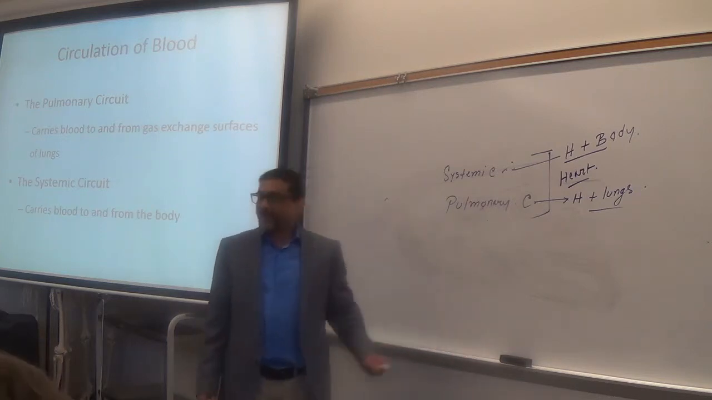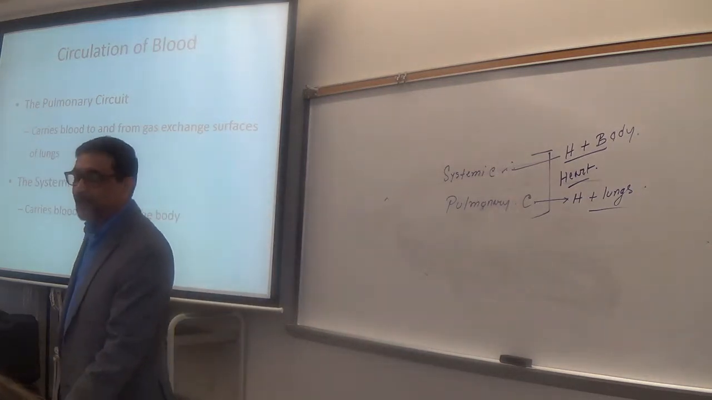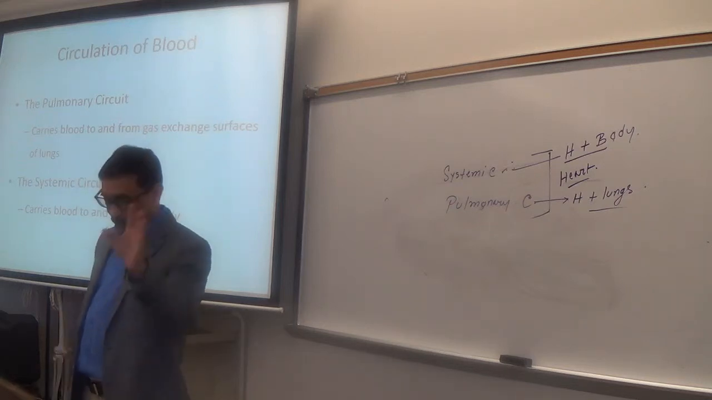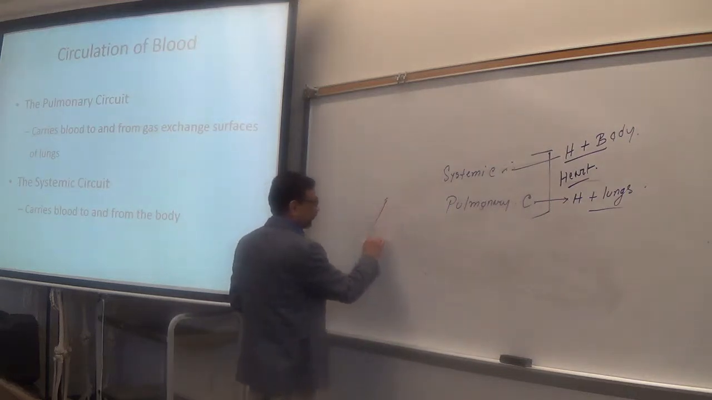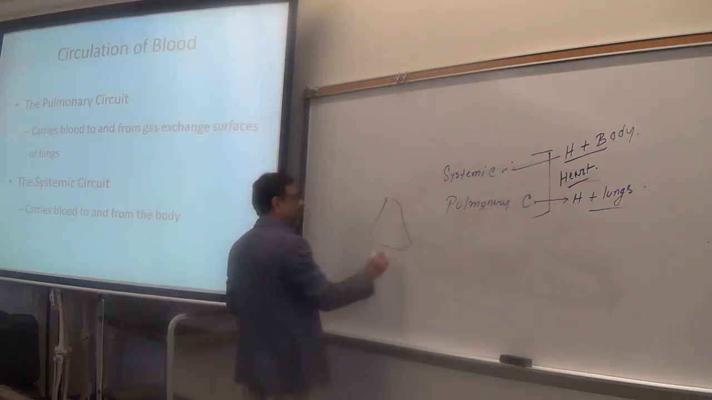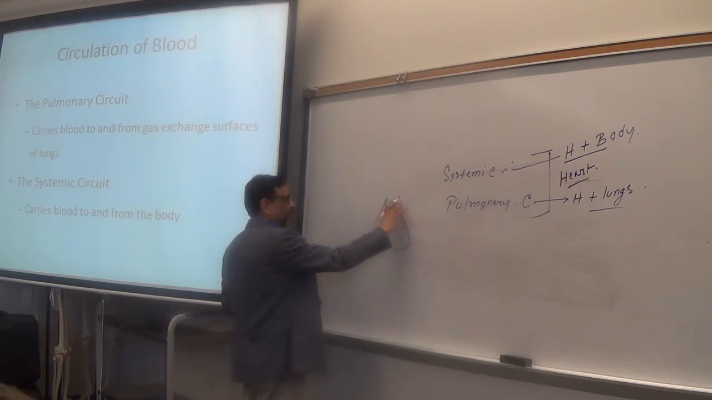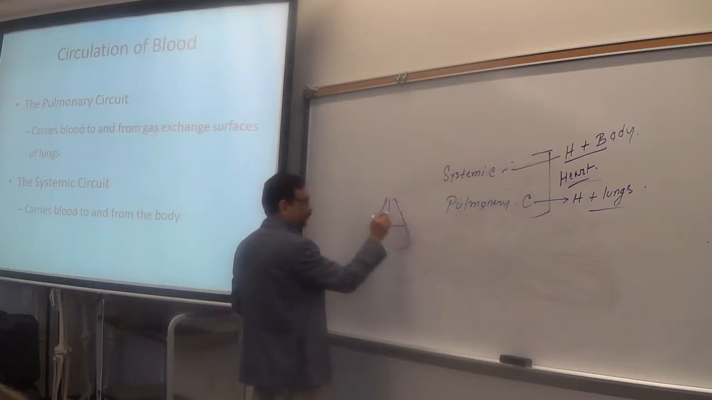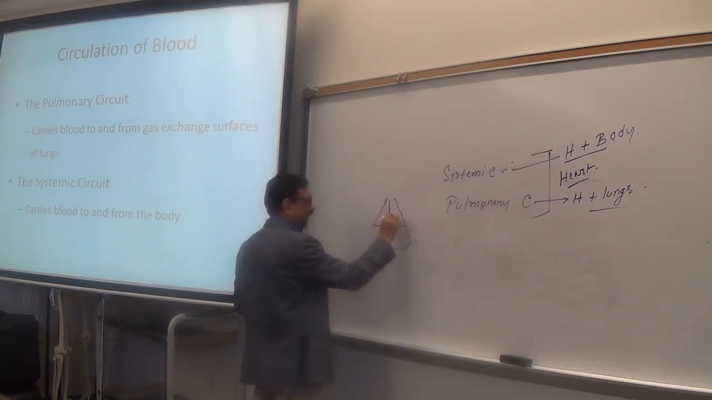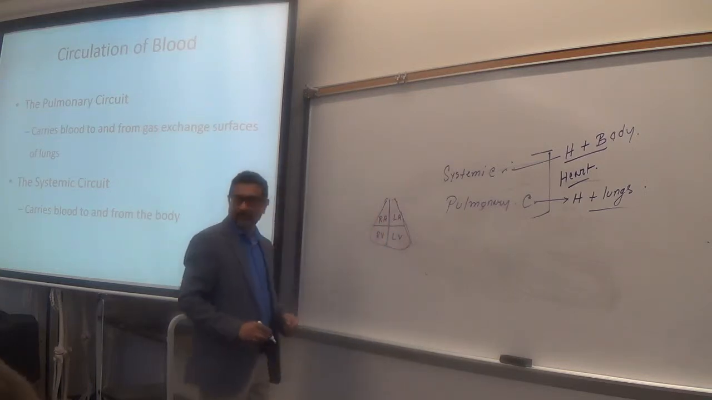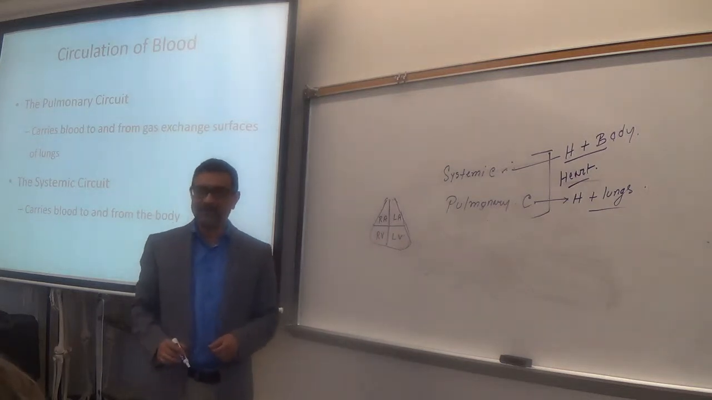To understand systemic and pulmonary, if you keep a couple of things in your head, it will be very easy. This is your heart. How many chambers are in the heart? Four, right? So this is left atrium, left ventricle, right atrium, right ventricle. You know that, right? You did the dissection.